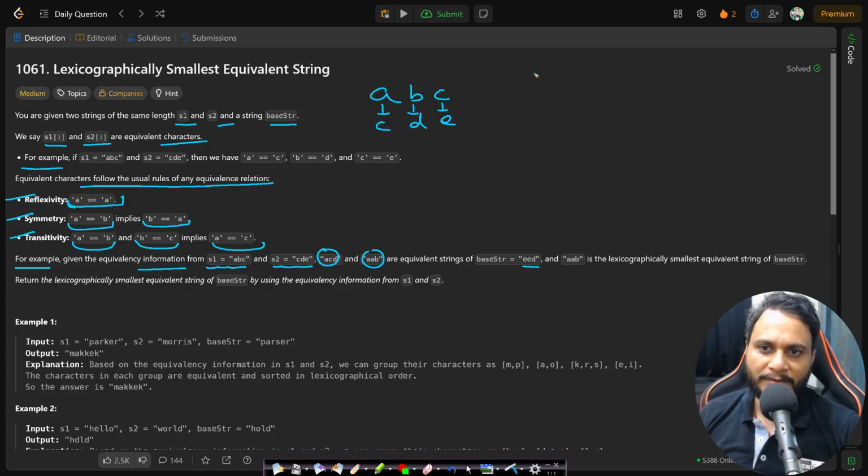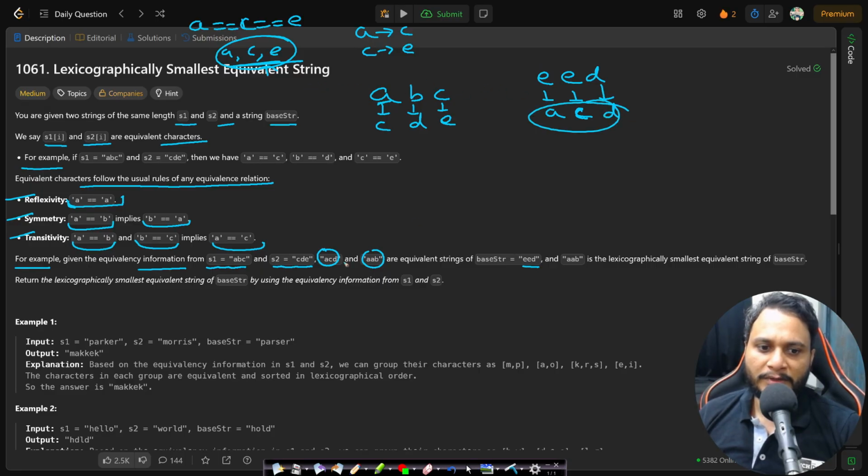How am I getting this? For eed, can you write e equal to a? If you see how the relationship goes, a and c are equal and c and e are equal, so a equals c equals e. So a, c, e are all equivalent, and you can write them interchangeably. You can replace this e with any item in this set: a, c, e. So you can replace it with c. And for d, you can keep it as d, and you will get acd.